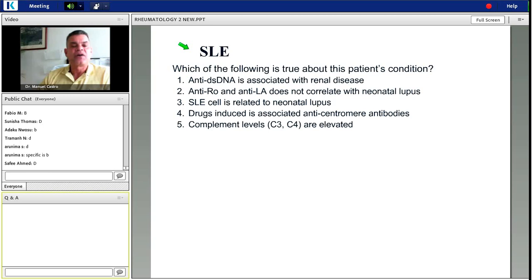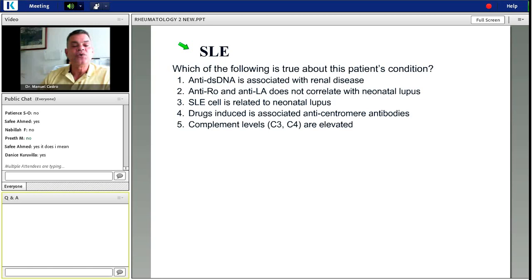Okay, anti-double-stranded DNA is associated with renal disease. Is that true? True. A lot of you saying no. Okay, let's see. Anti-Ro and anti-La does not correlate with neonatal lupus. Is that true? That's false, right? Anti-Ro and anti-La does correlate with neonatal lupus. Okay, SLE cell is related to neonatal lupus. Yes or no? Actually, SLE cell is just a marker of SLE, right?